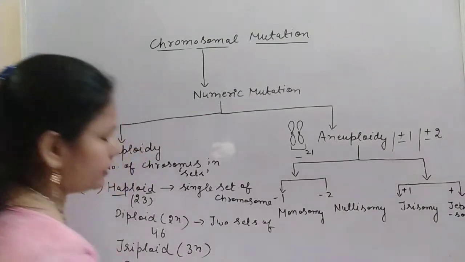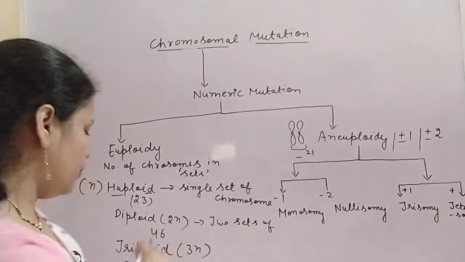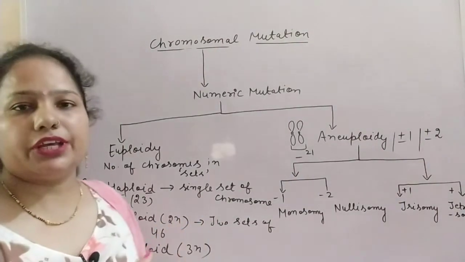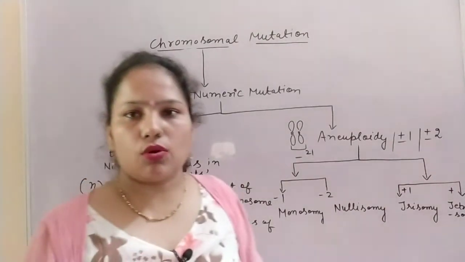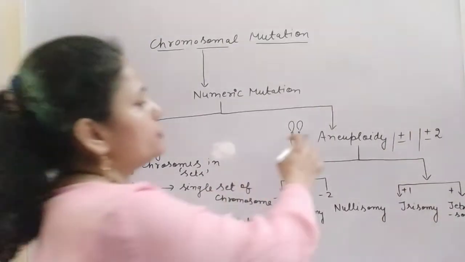Polyploidy also we will discuss in the next topic. Polyploidy means more than 3 sets of chromosome if they are increasing, and this polyploidy is very common in case of plants. Next is the aneuploidy.